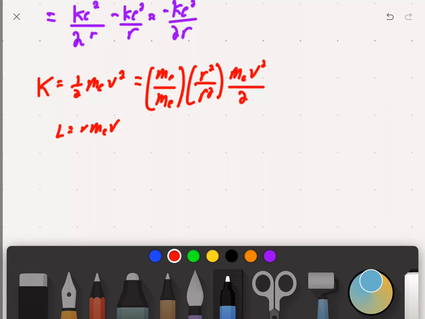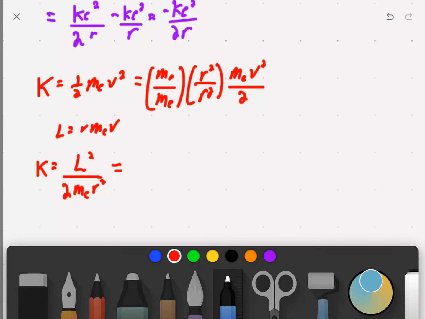So if we move our terms around here, we can see that the kinetic energy is now going to be equal to, let's see, we have m_e squared upstairs, v squared upstairs, r squared upstairs, so we have L squared over whatever is left downstairs, 2 m_e times r squared. So now we have our kinetic energy in terms of our angular momentum.